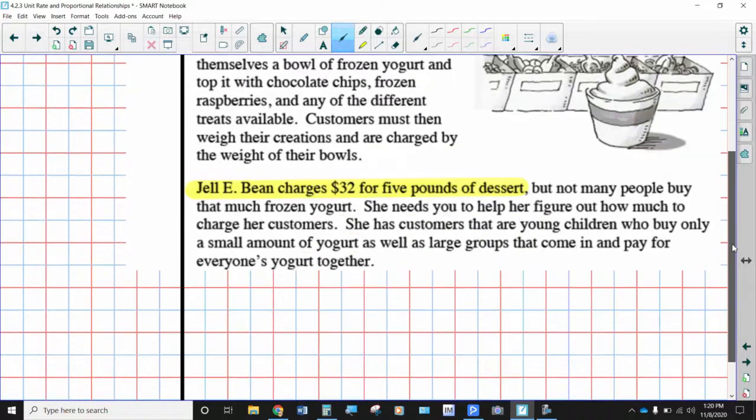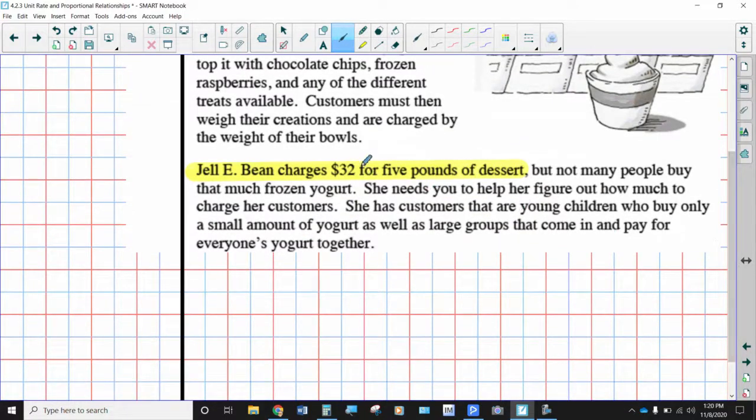Well, she charges $32 for 5 pounds of dessert. But not many people want to buy that much frozen dessert. And I'm thinking, why on earth are you selling it at $32 for 5 pounds? Who's going to buy 5 pounds of dessert? So I'm just going to say maybe there's a little backstory where maybe they sell frozen yogurt to restaurants and they sell them by the pound because they buy them in bulk.